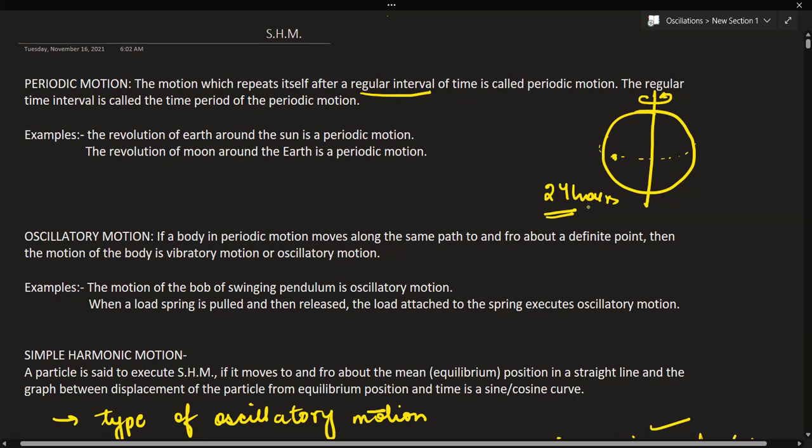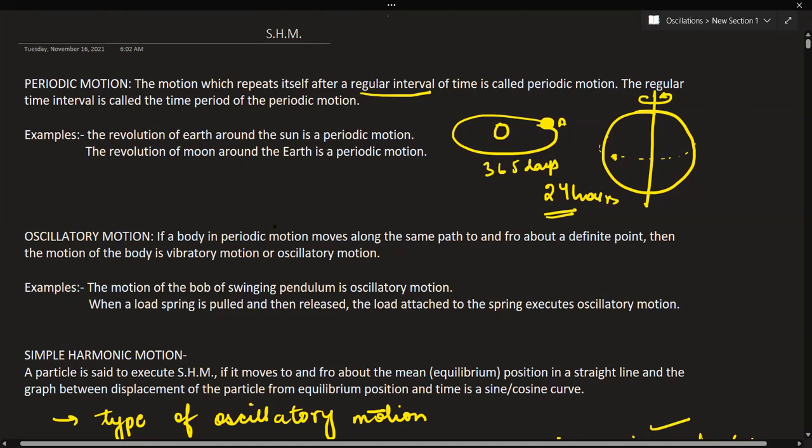Or you can take the example of the revolution of Earth around the Sun. If the Sun is at the center, this is the orbit. Let's say the Earth has started from this point, point A. After revolving around the Sun and completing this elliptical path, the Earth reaches back to point A, and the duration is 365 days or 1 year. The Earth doesn't stop here. It begins its motion again, revolves around the Sun and comes back to its initial point A. That's why we say this motion is periodic.